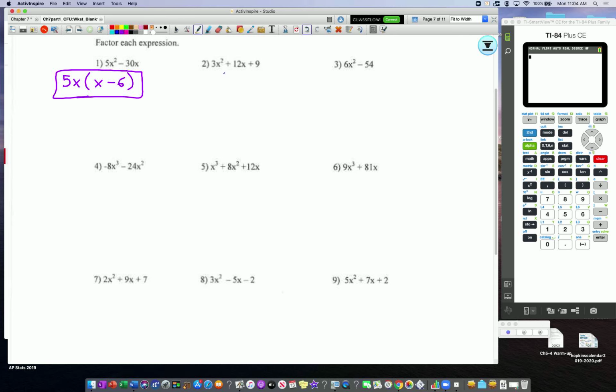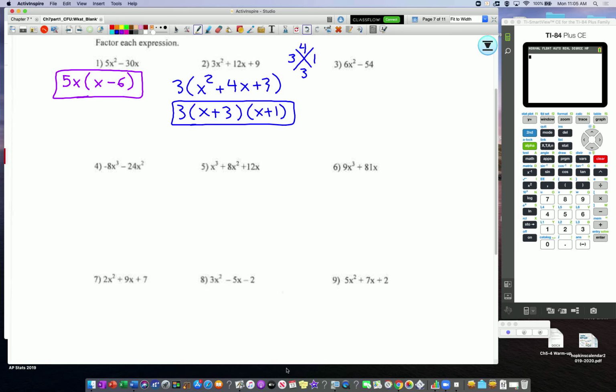So this one I want to look at what they all have in common. If I look here, they all have a 3 in common. So I factor out the 3, left with x squared plus 4x plus 3. Trinomial, factors of 3. Do they add up to 4? 3 and 1 does add up to 4. So this factors to x plus 3, x plus 1. So I have 3 on the outside, x plus 3 times x plus 1. Of course, I can FOIL and check to make sure I get this, and then distribute the 3 and check, and it should give me 3x squared plus 12x plus 9.